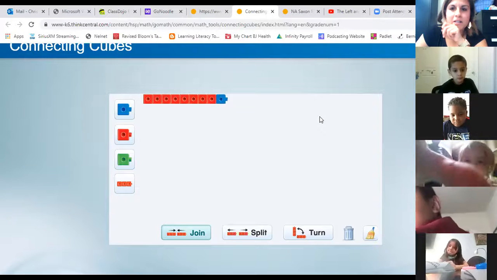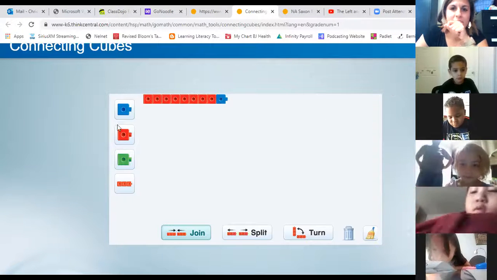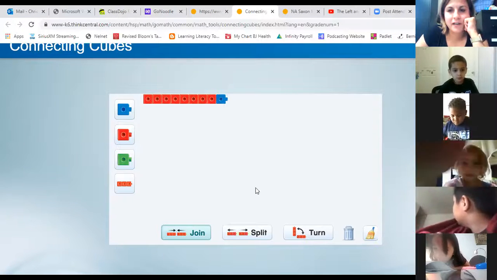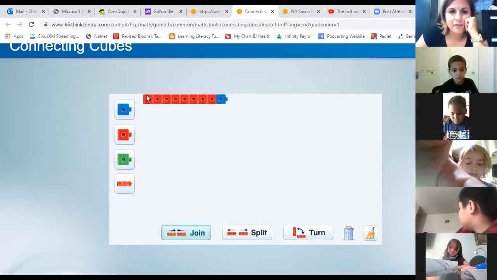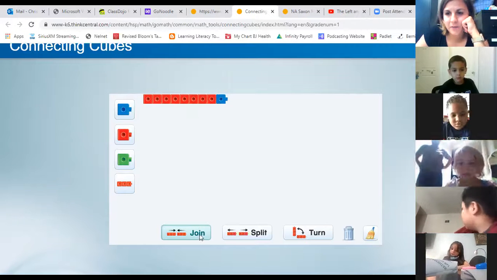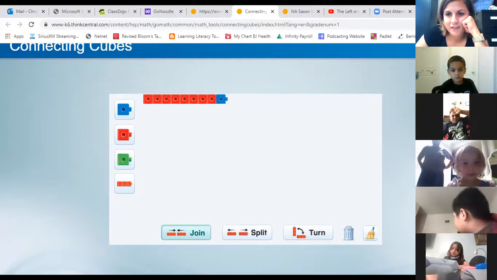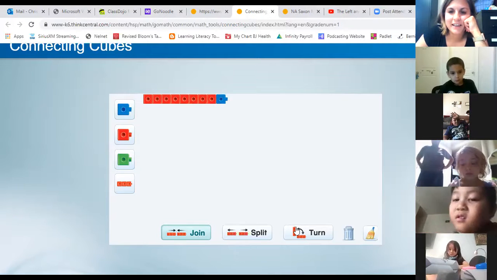So we're going to add 1 more cube. So if we have 8 and we add 1 more to it, how many do we have all together? Who wants to count and tell me how many we have all together? All right, Kari, go ahead.